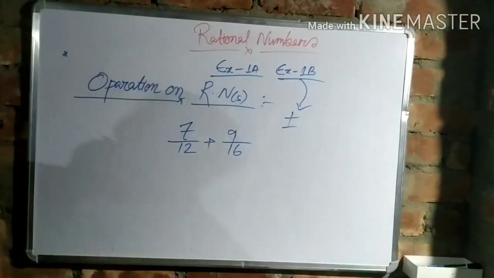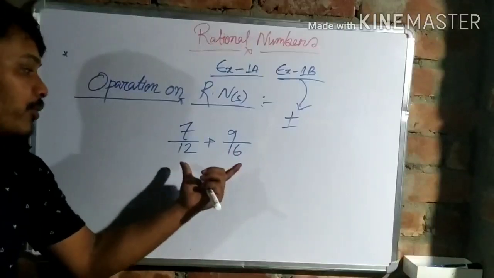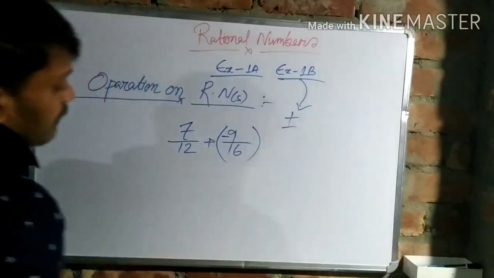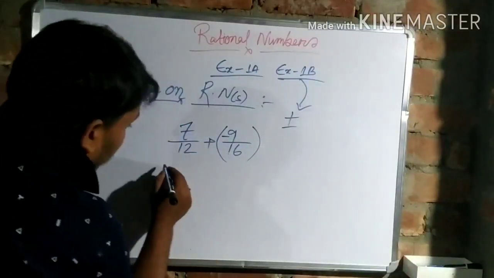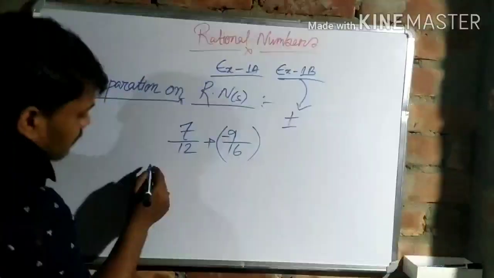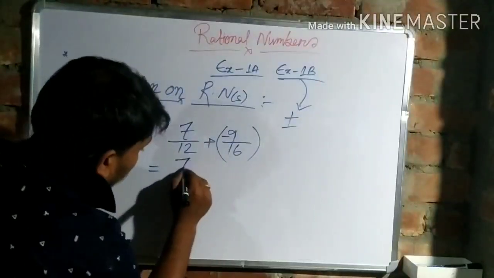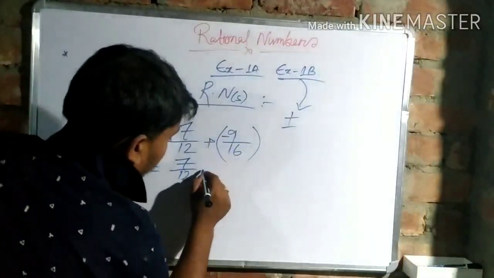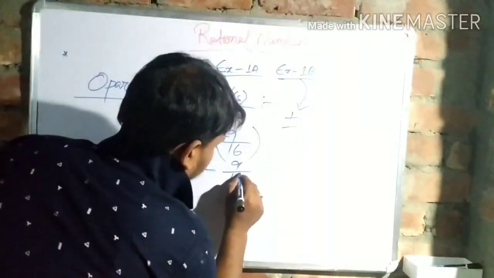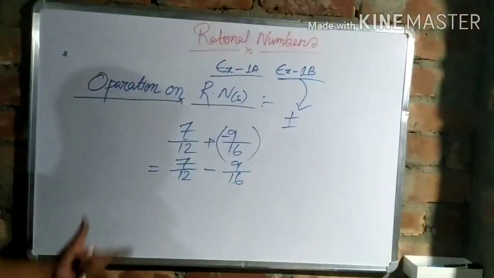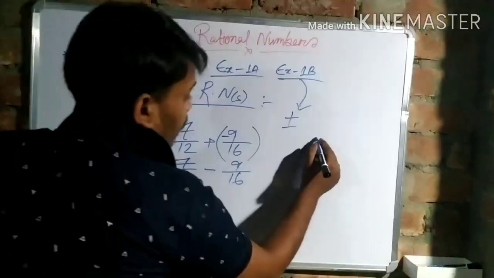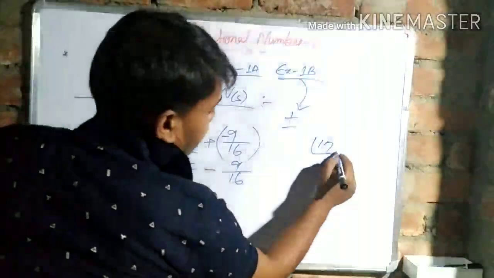So how to find the sum of two rational numbers? It may be minus 9 by 16. Then first we remove the bracket. If it is plus, then no problem. If it is minus, I will discuss that with this question also. So 7 by 12 plus minus 9 by 16, or you can write minus 9 by 16. The first step is to find the LCM of 12 and 16. So what is the LCM of 12 and 16?